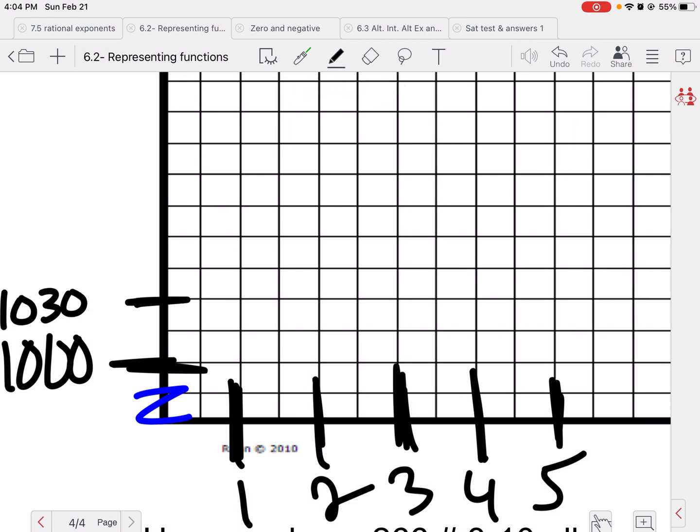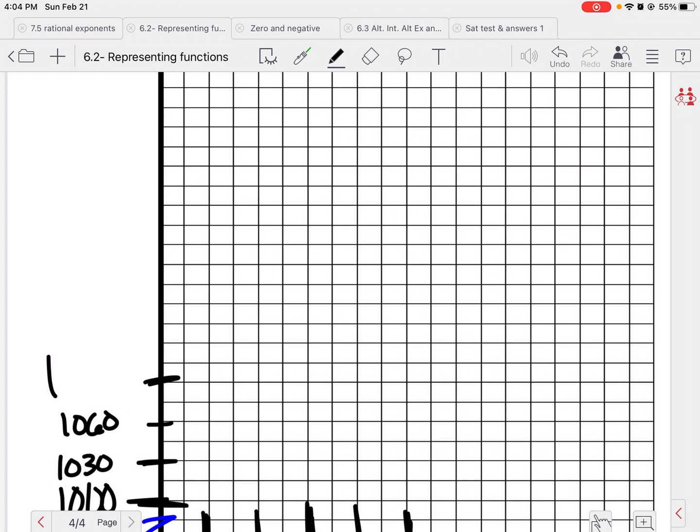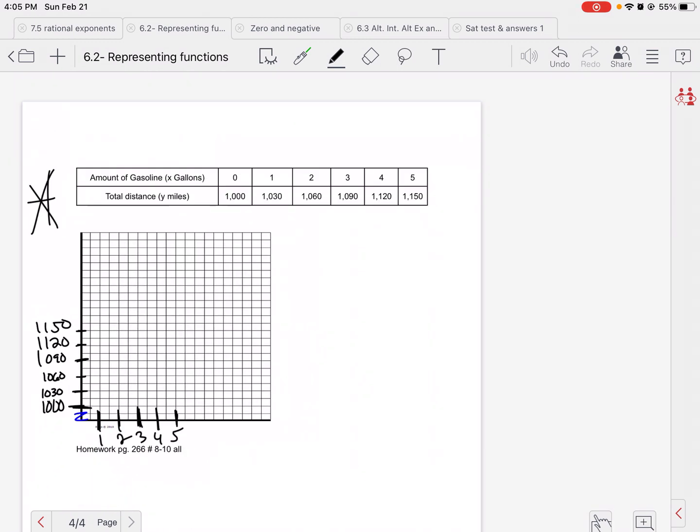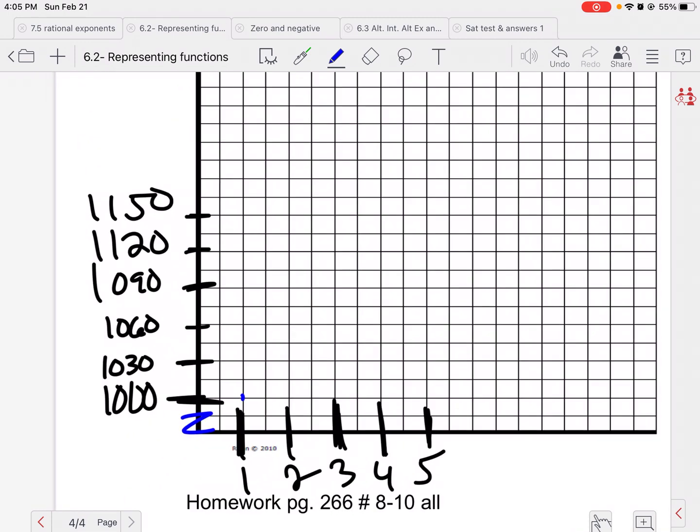So this would be 1,030, 1,060. What are we going up to? 150? 1,090, 1,120, 1,150. Okay, so I just counted up by 30s, which is what they did. So then we have what was the first one? 0, 1,000; 1, 1,030; 2, 1,060. We're just going right on up the scale here.